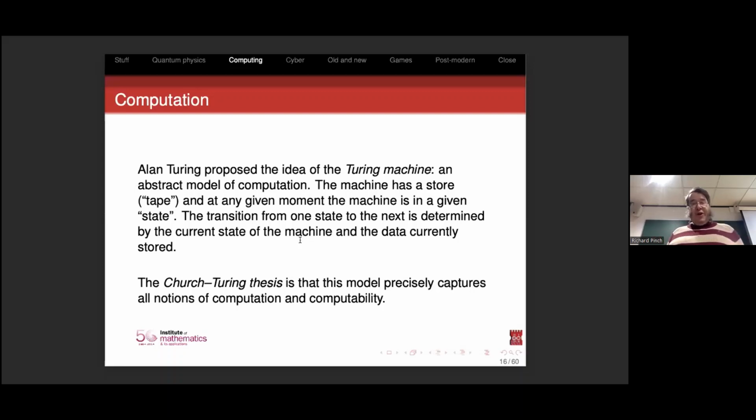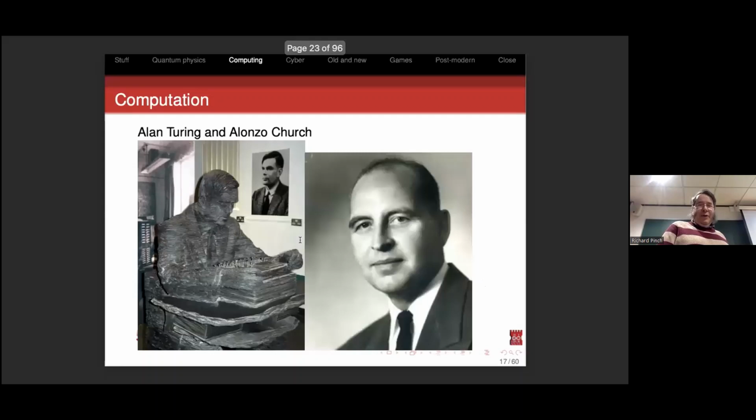And the Church-Turing thesis is that this model precisely captures all notions of computability. In other words, everything that can be computed is something that can be computed on a Turing machine, although not necessarily very quickly. So here is Alan Turing on the left and Alonzo Church. They met at Princeton in the 1930s. And the thesis, it's a thesis in the sense that it's not a theorem, it's a statement about the notion of computability.